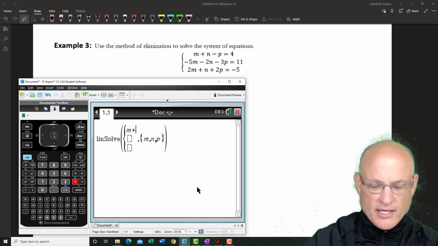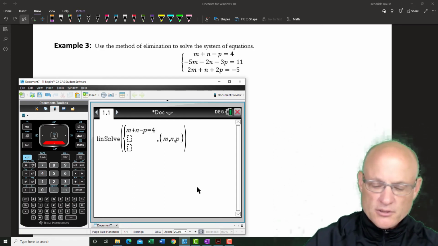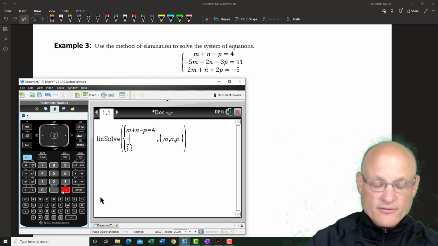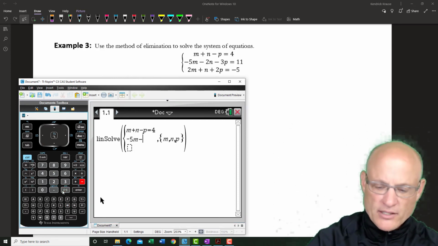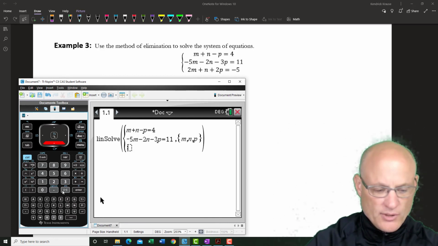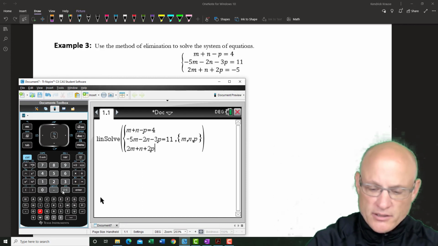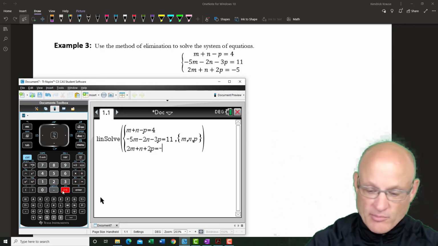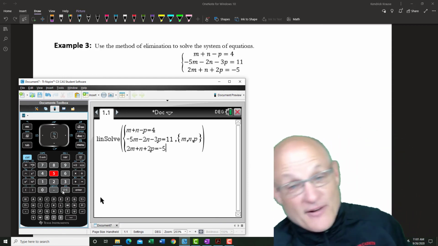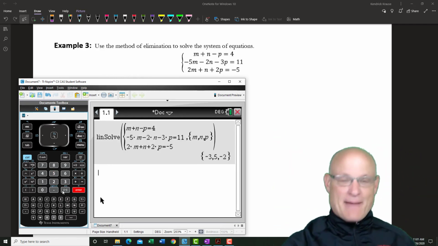M plus N minus P equals 4. Negative. Be careful with the negative. You got to use that negative. 5M minus 2N minus 3P equals 11. And then 2M plus N plus 2P equals, and hopefully, crossing my fingers, I typed this in right. If I typed that in wrong and you were following along, you're like, oh no, you made a mistake. Oh, good. I'm always happy when those numbers turn out right.